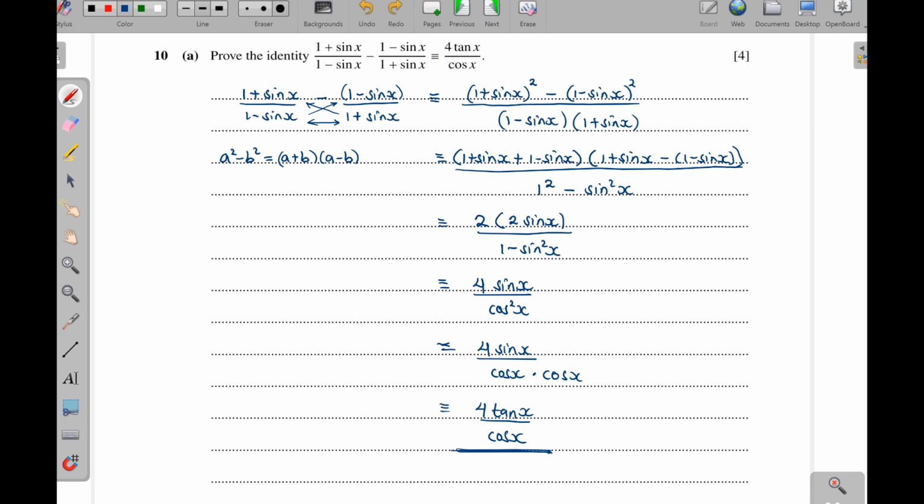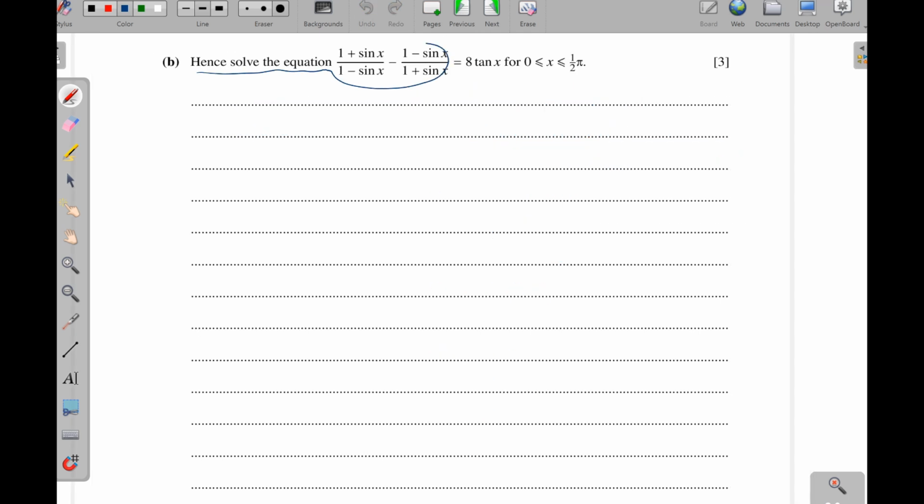So that is that. Part B, hence solve this equation here. Hence means begin from where you have stopped. So we know that this part here is 4 tan x out of the cosine of x, not so? Then this one will be equal to 8 tan x. Now there is a mistake done here. You can divide all through by tan, but when you do so, you are killing a solution. So just cross multiply and then you put everything on one side. Then you factorize.